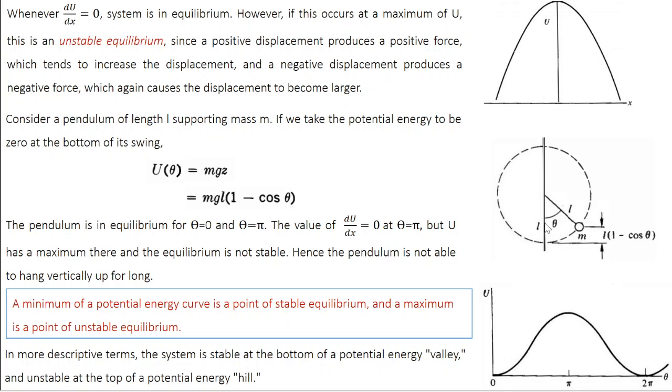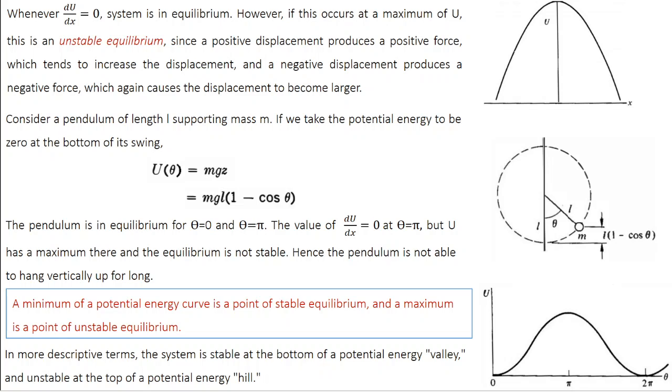We know that this entire length is L, and if this angle is theta, then the distance from this point to this point is L cos theta. So the difference is going to be L minus L cos theta. So z equals L minus L cos theta. So I can write U equals mgL (1 minus cos theta). Now let's consider two positions. Theta equal to 0, where the object is going to hang vertically down. Then theta equal to pi, where the mass is going to hang vertically up. And let's see what the potential energy is at these two points.